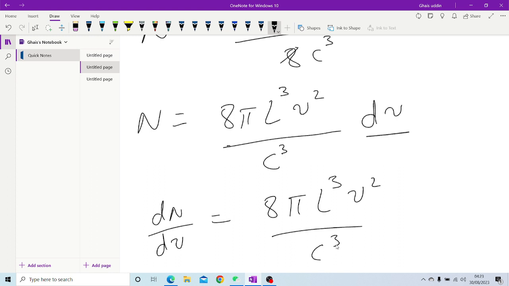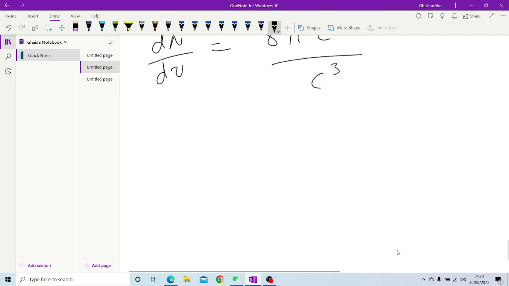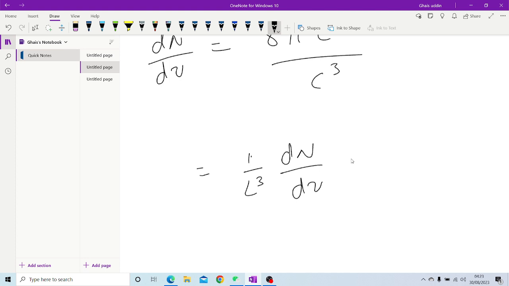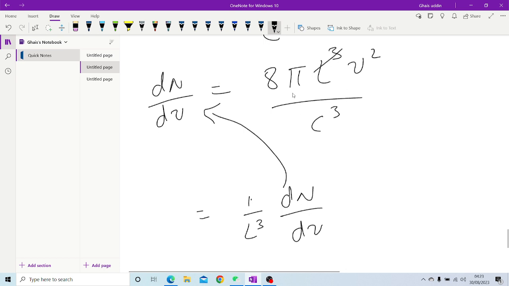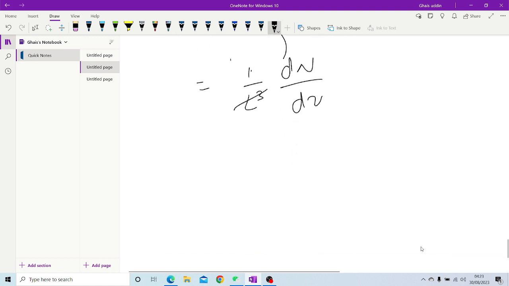So to get the number of modes per unit volume per unit frequency, we need to divide it by the volume of the black body cube, as we consider the cube. So I can write this as 1 over L³, this is the volume, so dn divided by dν. If I use this value here, this L³ will be cancelled with this L³. So the value becomes 8π ν² divided by c³.